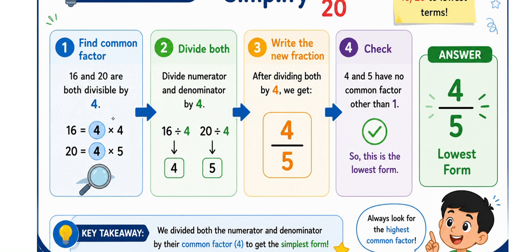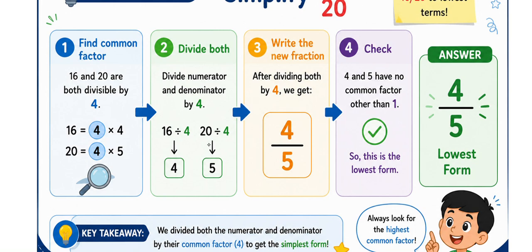So what will we do next? We will divide 16 and 20 both by 4 because 4 is the common factor. So divide both numerator and denominator by 4. Let's start from the numerator. 16 divided by 4 and 20 divided by 4. 4 fours are 16, so you get 4. 4 fives are 20, so here you get 5. Okay, write the new fraction. Now in place of 16 you can write 4, and in place of 20 you can write 5. After dividing both by 4, we did division, right?